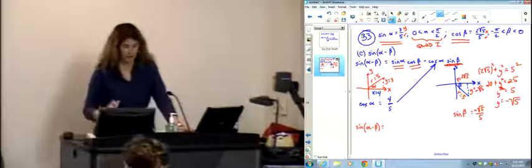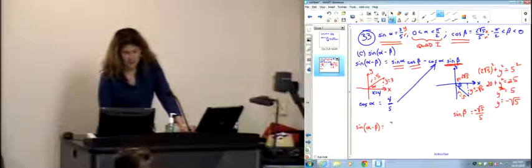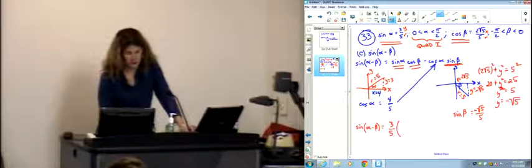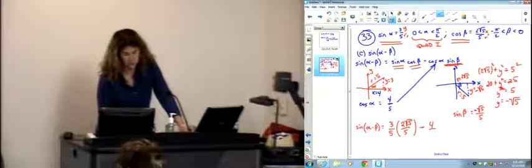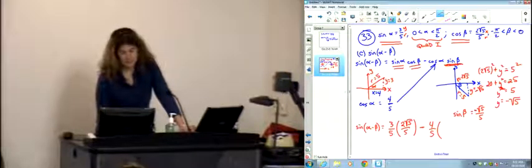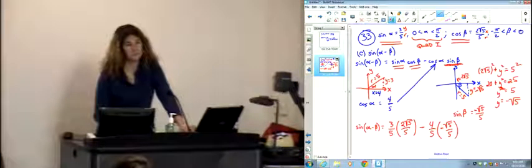Okay. All right, sine of alpha minus beta then equals the sine of alpha, which is 3/5. The cosine of beta was given to us also, 2 square roots of 5 over 5. And then we have minus the cosine of alpha, which was 4/5, times the sine of beta, which is negative square root of 5 over 5.